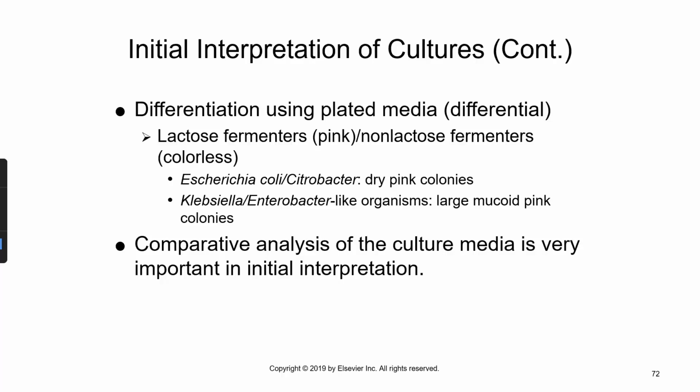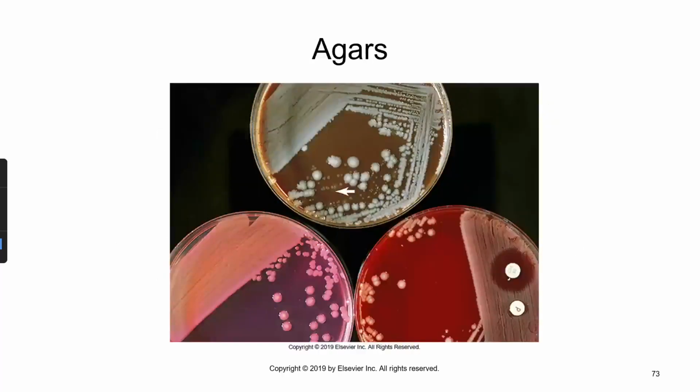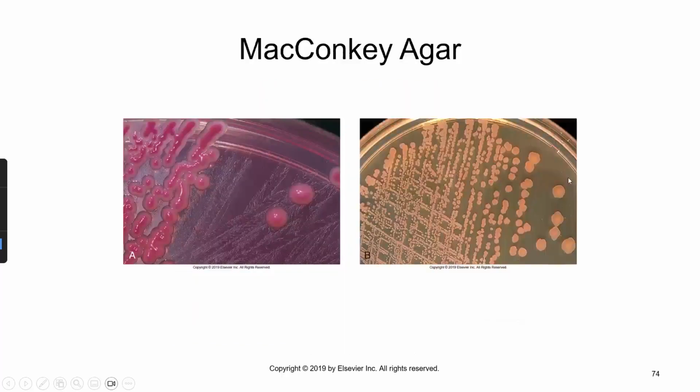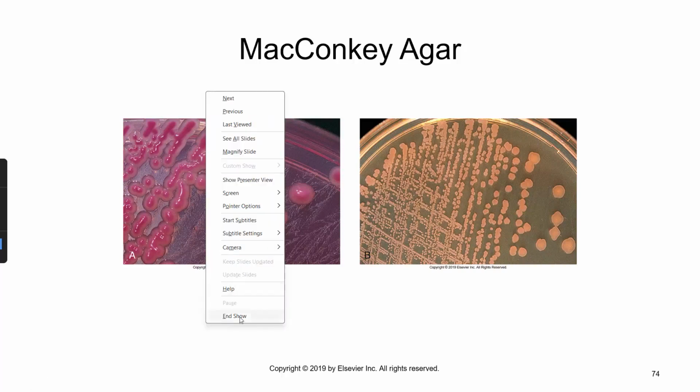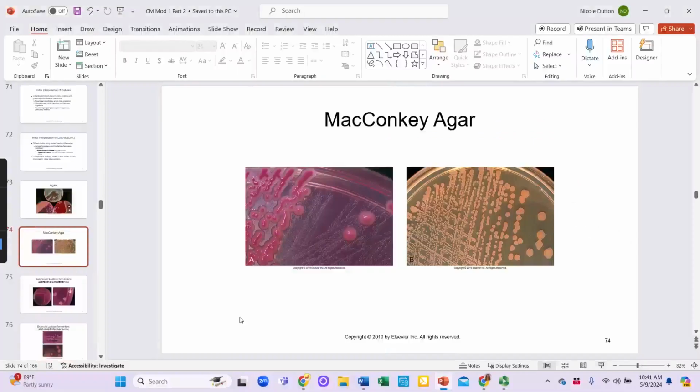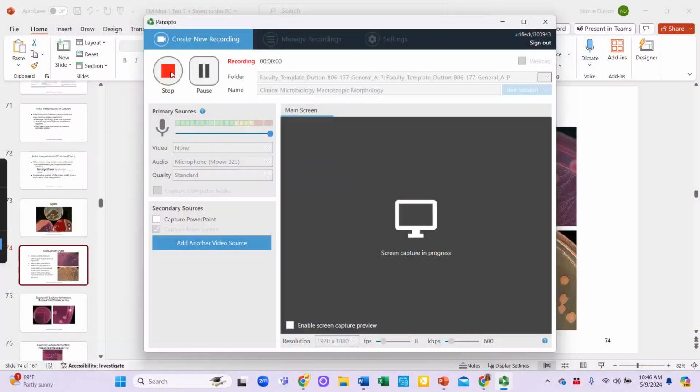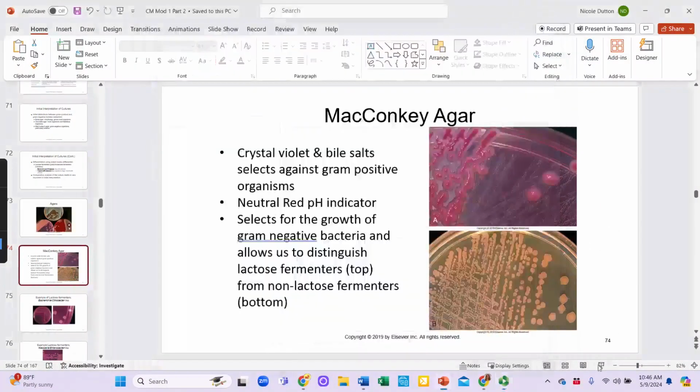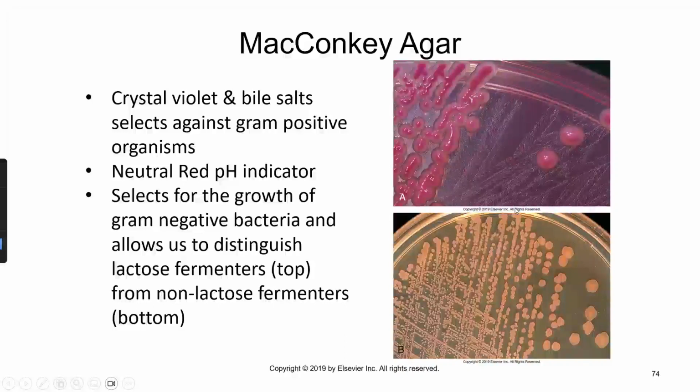Comparative analysis of the culture media is very important in the initial interpretation. So here's some different agars. This is a blood agar plate, this is a chocolate, and this is likely a MacConkey agar. So MacConkey agar, this is one that you do need to know the details of. And I'll add a few notes to these slides just so that you have them written out for you. All right, so a few notes have been added to the slide here.